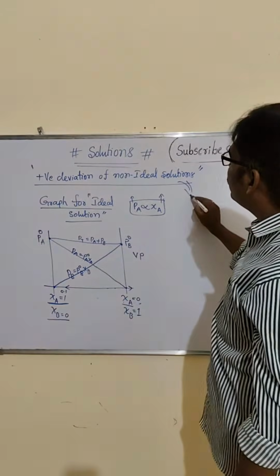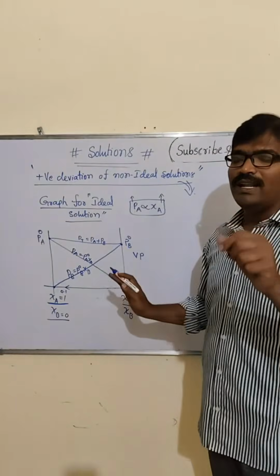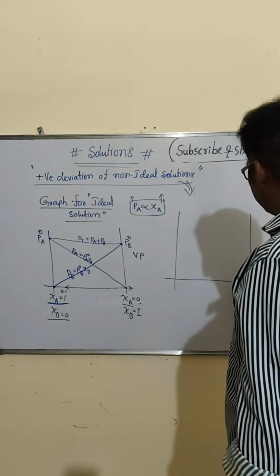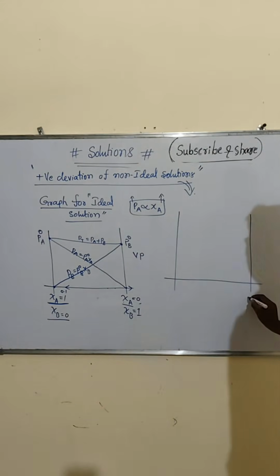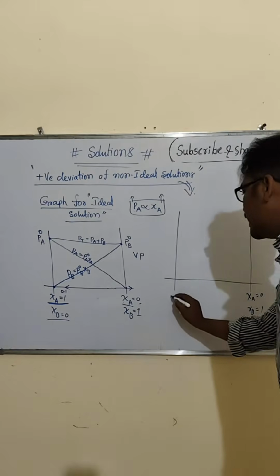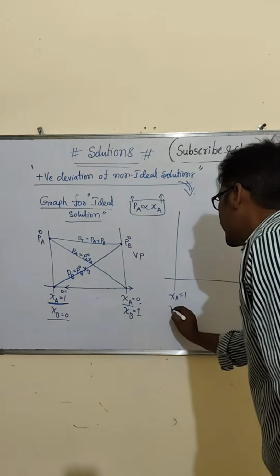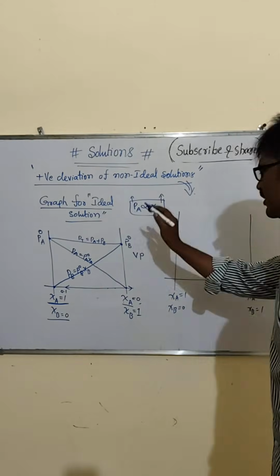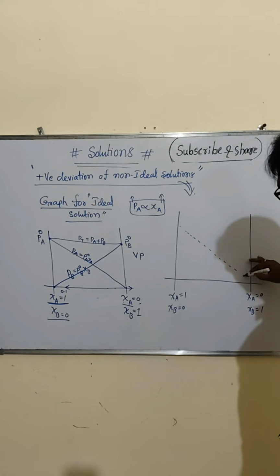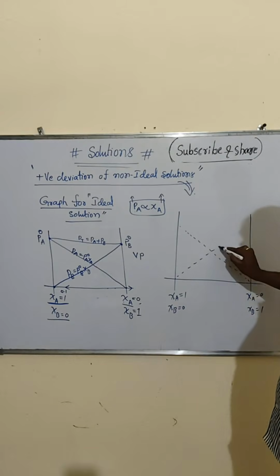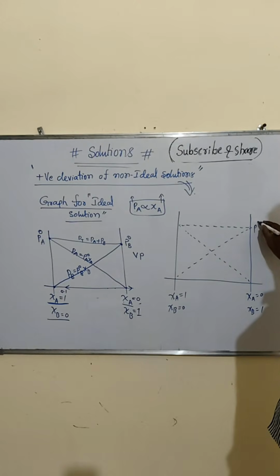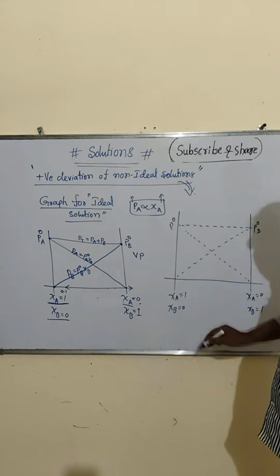Now we are discussing the positive deviation of non-ideal solutions. So look, my dear students, positive deviation of non-ideal solutions. Here we are taking the mole fraction of A equals 0, then mole fraction of B equals 1. Here the mole fraction of A equals 1, and here the mole fraction of B equals 0. Then the same ideal solution graph we are drawing here. Observe that. So we can get the ideal solution like this. This is P naught B, then this is P naught A, right?